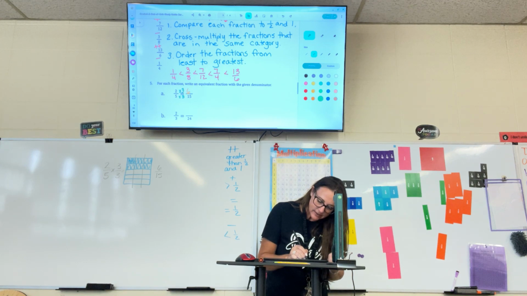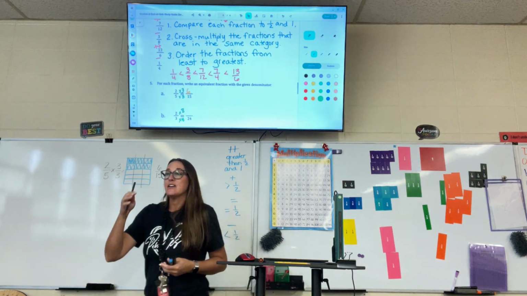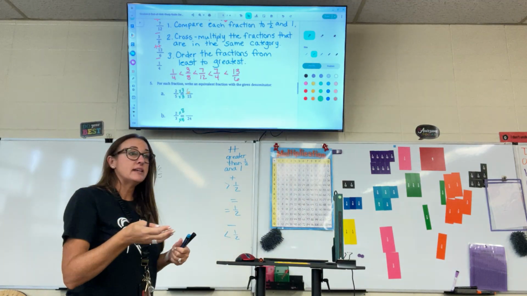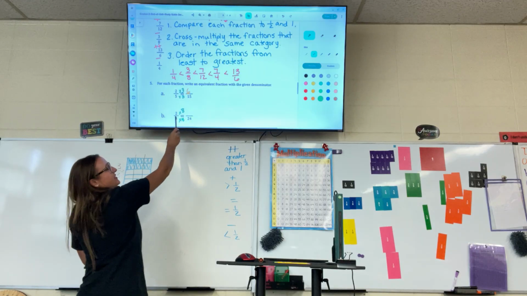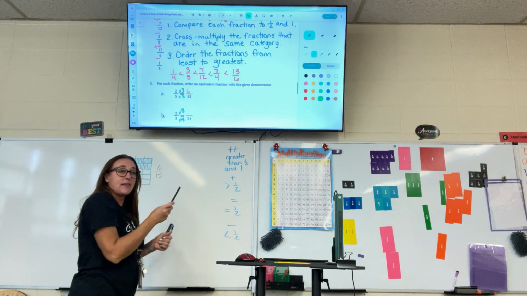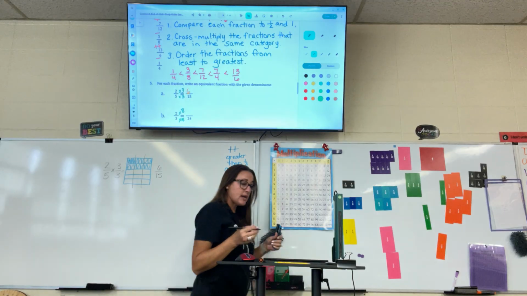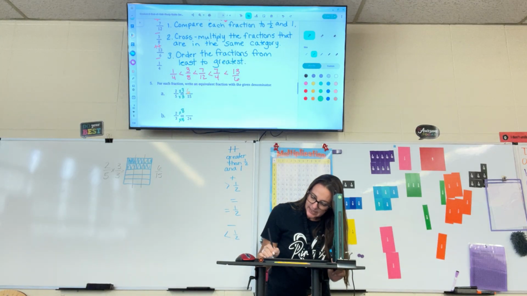Times 8. Now, last year when students had trouble with this, it's because they just wrote an 8 right here. But we still have a 2 that we have to multiply that 8 times. So what is 2 times 8? 16.